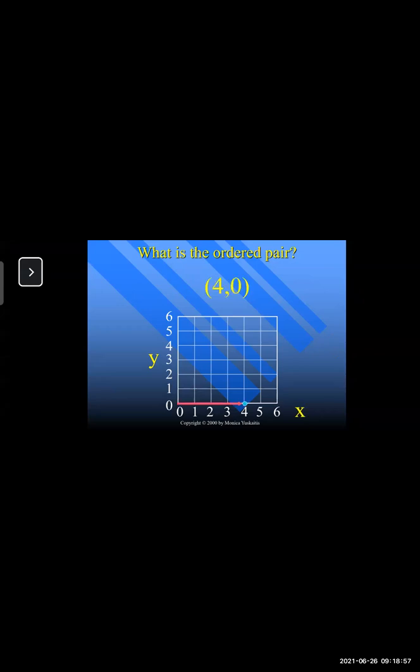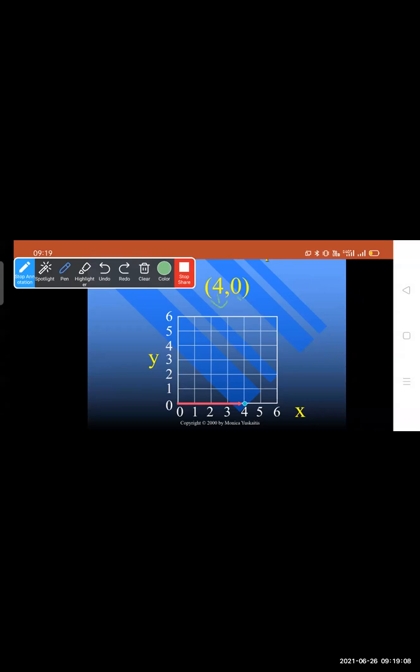Now remember this, this is very important. What is the ordered pair? 4 comma 0. Here the x value is 4 and the y value is 0. It means we plot the coordinate 4 comma 0 on the x-axis. Why do we plot on the x-axis? Because the y value is 0. So we move 1, 2, 3, 4. Here is 4 comma 0.